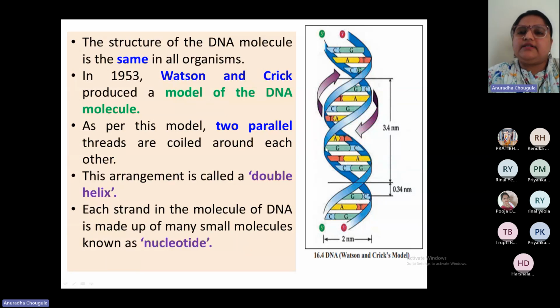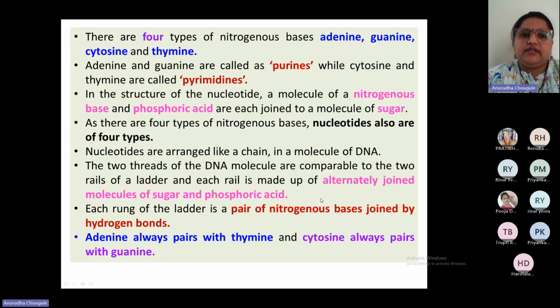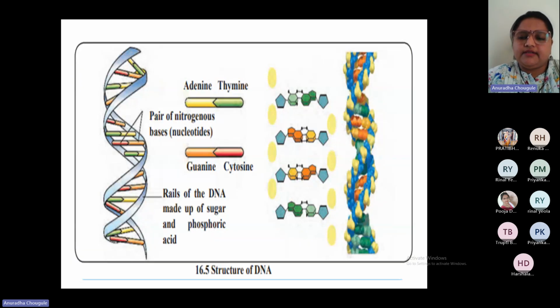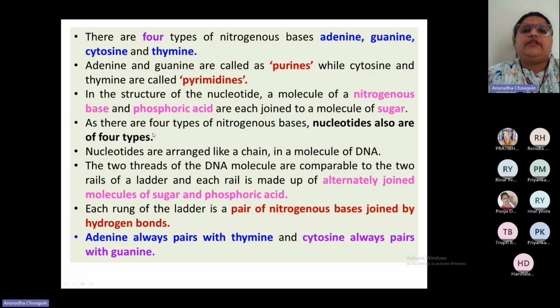It is also called a double helix because two parallel threads are coiled with one another and this structure is formed. It consists of nucleotides, which means the smallest unit of this thread is the nucleotide. In the next picture we will see what is meant by nucleotides. There are four types of nitrogenous bases.